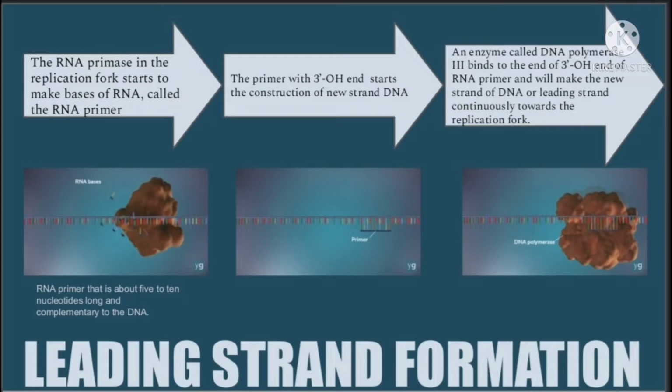An enzyme called DNA polymerase III binds to the 3-hydroxyl end of the RNA primer and makes the new strand, the leading strand, continuously toward the replication fork. When we say RNA primer, it is a short stretch of nucleic acid made up of a single-stranded RNA molecule. An RNA polymerase called DNA primase synthesizes a short stretch of single-stranded RNA molecule for starting replication.